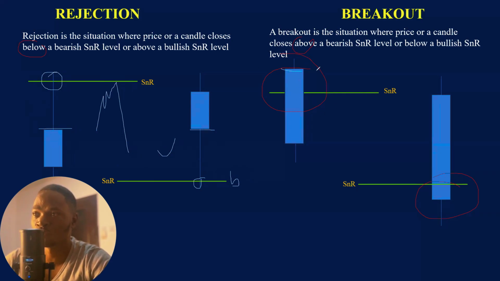On the other hand, here we have the same kind of SNR. Price comes and closes above it. This is a breakout. The same situation applies here. Price touches it and closes below that SNR. So that is a breakout. All right, let's go on.